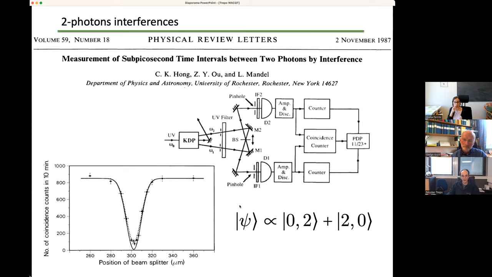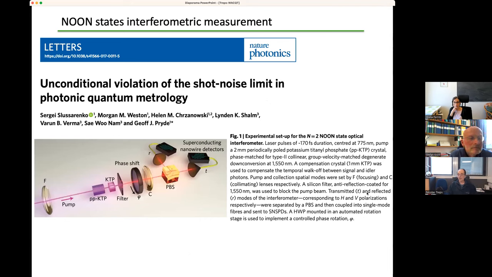So this Hong-Ou-Mandel effect is a way to generate a NOON state for N equal to 2. So you get |0,2> plus |2,0>. So it's easy to generate a NOON state for N equal to 2. It's a nightmare for N bigger than 2, but anyway, that's already something. So people have done that experimentally.